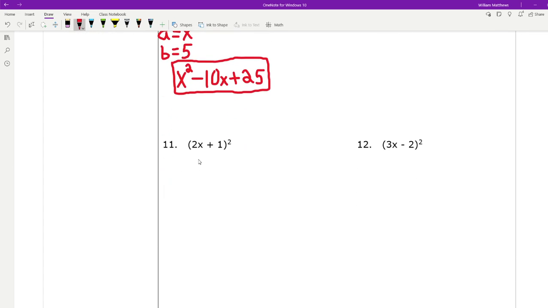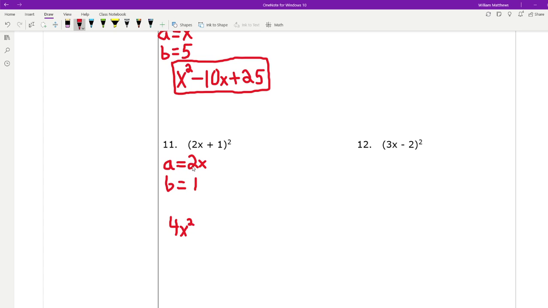I can do this on a little bit more complex part where a this time is 2 parts to it. My a is 2x and my b is still just one number. I still follow the rules. I'm going to take a squared, which gives me 4x squared.